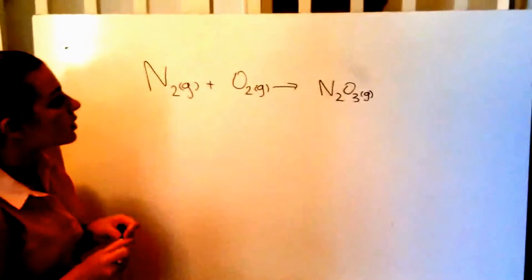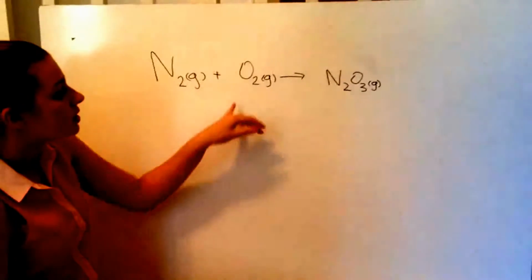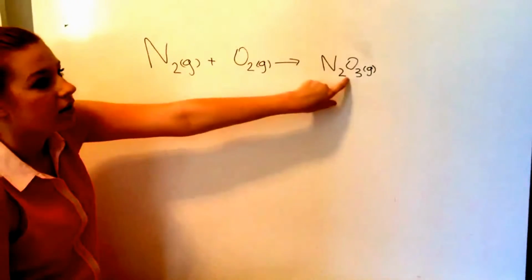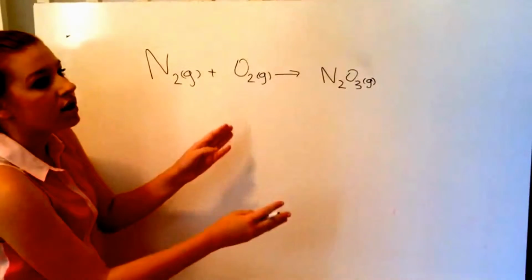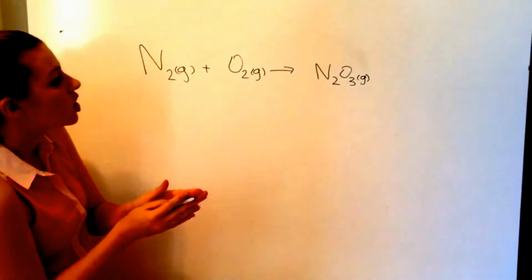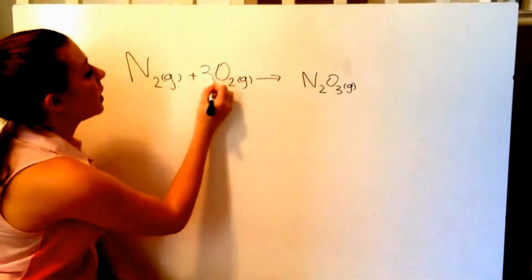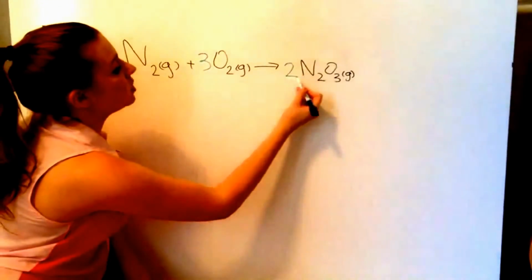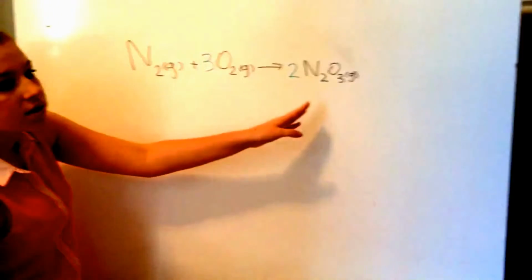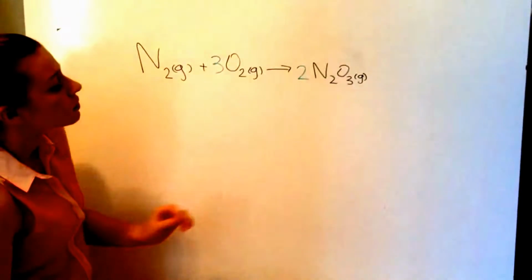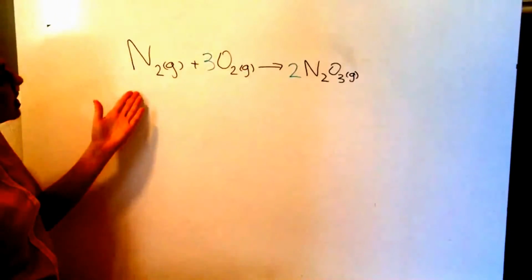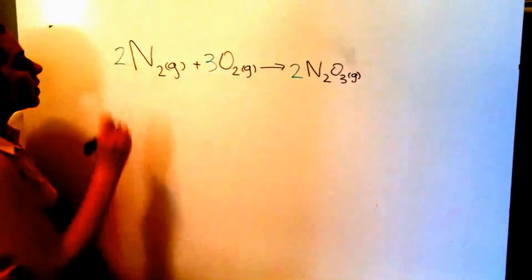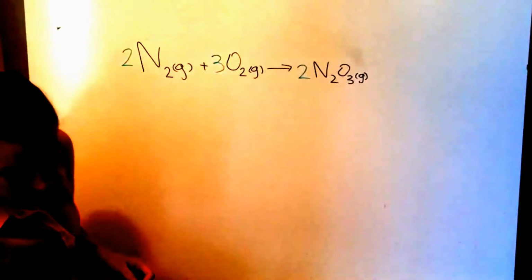So we're going to start out with an easy number, which is O. And so the only thing that's in common with the 2 and the 3 is if you multiply them together, you get 6. So we're going to multiply this by 3 and multiply this by 2. So now we have 6 O's on either side of the equation. And then now we have 4 N's. So to get 4 N's on this side, we're going to multiply this by 2. Okay, we're all balanced now.